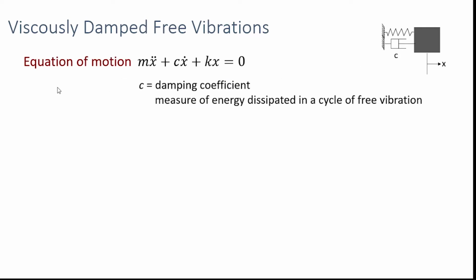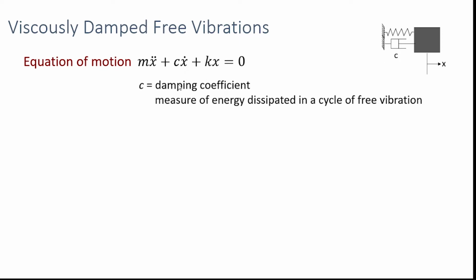These types of vibrating systems can be represented like this. The system will have a spring with some stiffness k and a mass m, and it will also have a viscous damper with a damping coefficient equal to c. So this is the equation of motion of this system. It is m x double dot plus c x dot plus k x is equal to 0.